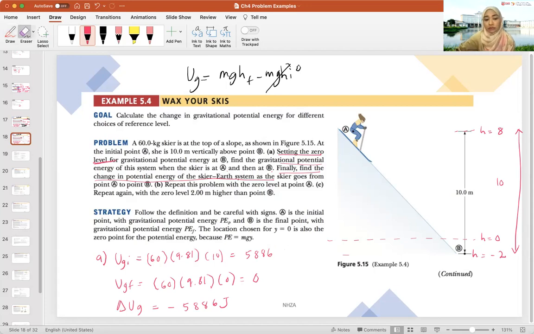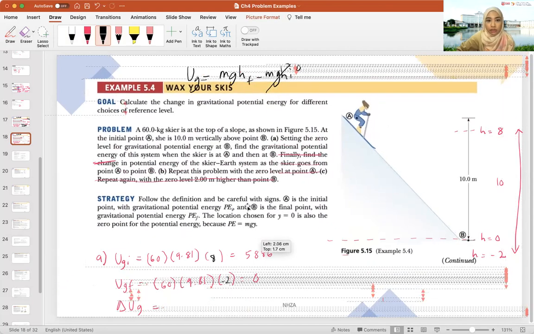Jawapan dia patut sama because gravitational potential energy is a relative energy. So dia tak akan kisah pun apa H punya value pun. Asalkan relatif dia sama. So kat sini UG initial adalah 8, UG final adalah minus 2. Okay, this is initial. Atas ni H equals 8. Final adalah minus 2.